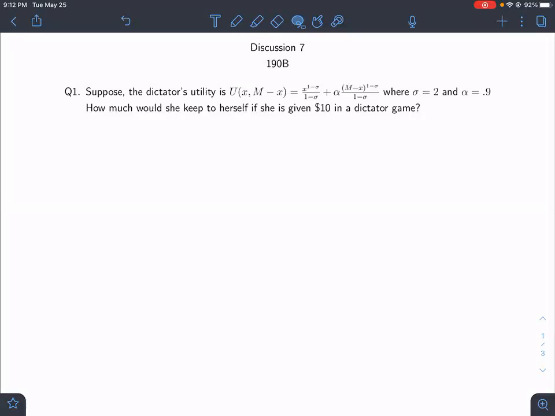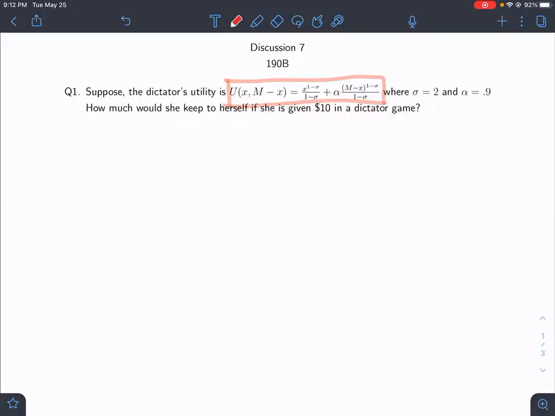Suppose the dictator's utility looks like this. What I changed from the homework is the style of the utility function. In the homework, if you put sigma equal to 0.5, then it becomes almost identical to the homework question. The answer will actually be exactly the same. So you can think this is a bit more general case than the homework.